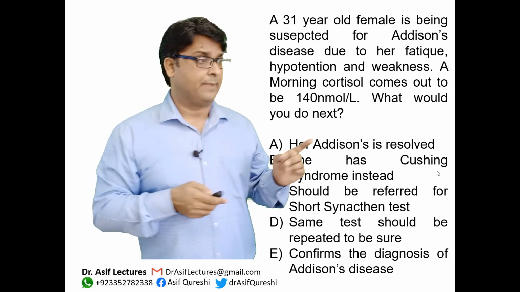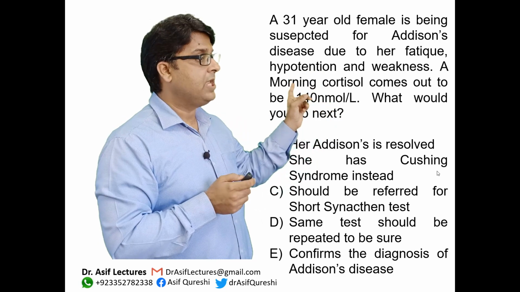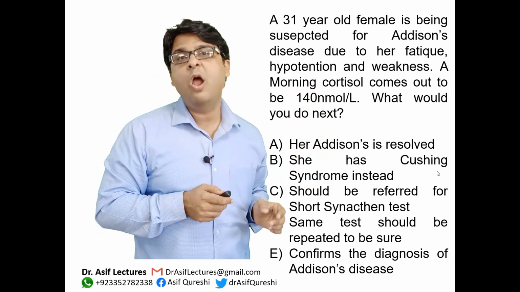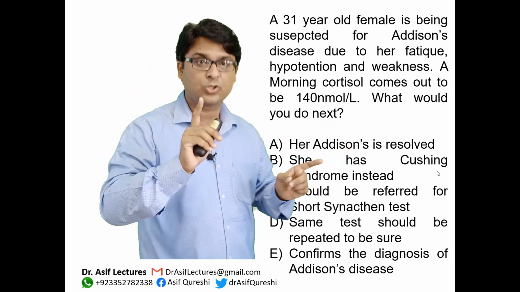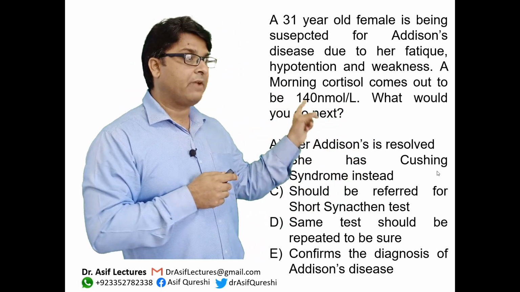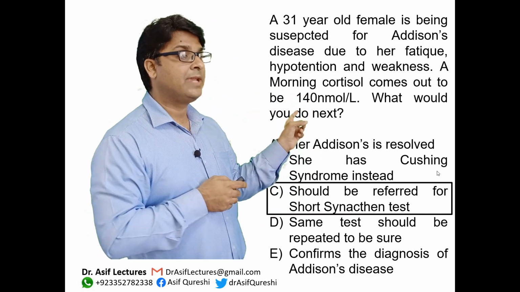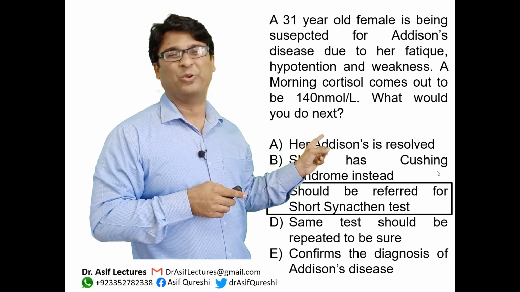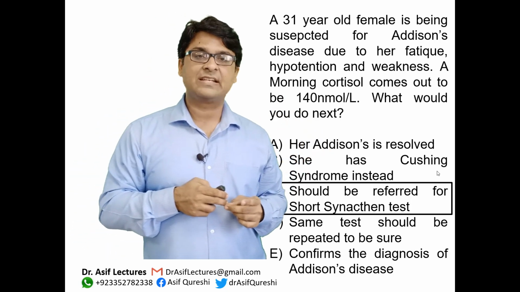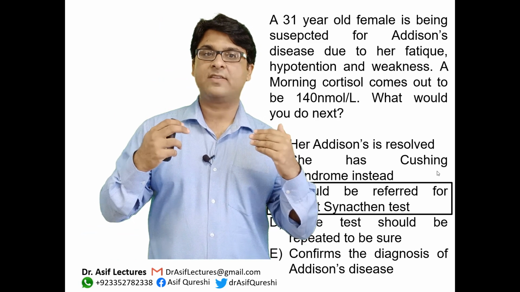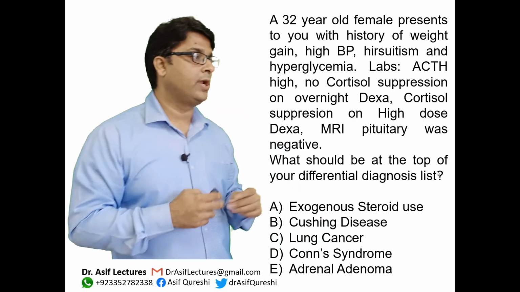What is the next best step? Her Addison's is resolved? No, it's not resolved. The levels are low. B, she has Cushing syndrome instead? No. In Cushing syndrome, cortisol levels are high, dude. They're not low, okay? So this is not the right answer. She should be referred to short synacthen? Yes, yes, yes. D, same test should be repeated to be sure? No, no, no. You don't have to do that, okay? And E, confirms the diagnosis of Addison? It doesn't confirm the diagnosis. You have to do another test, which is short synacthen. Okay? Let's move on to the next one.